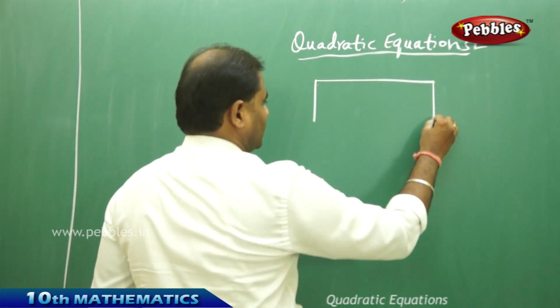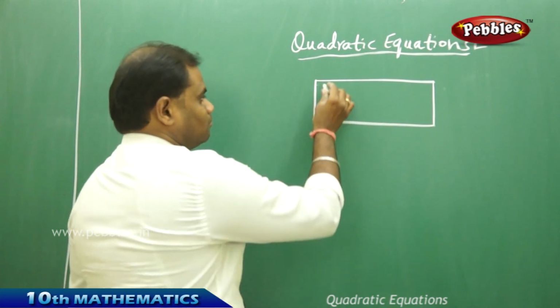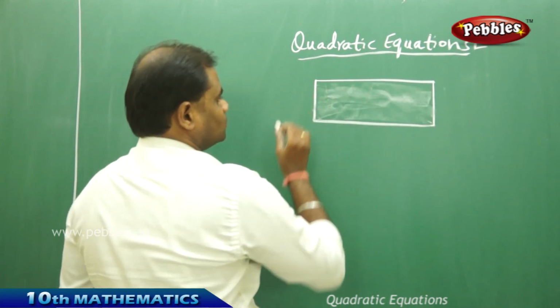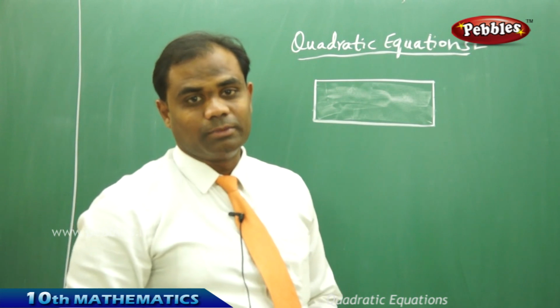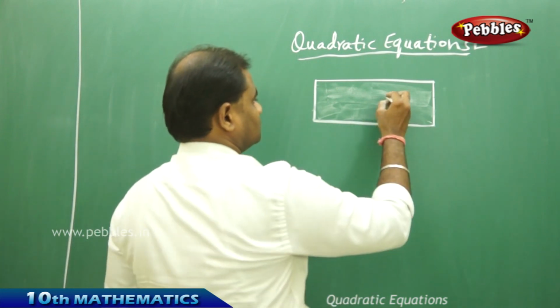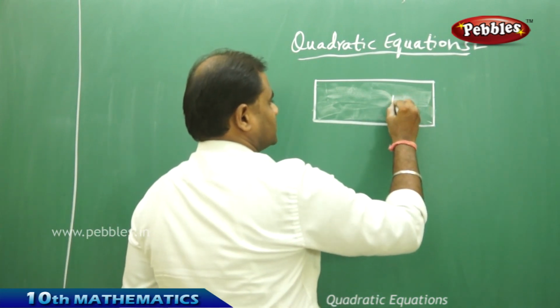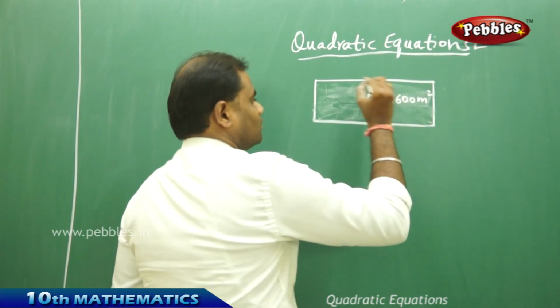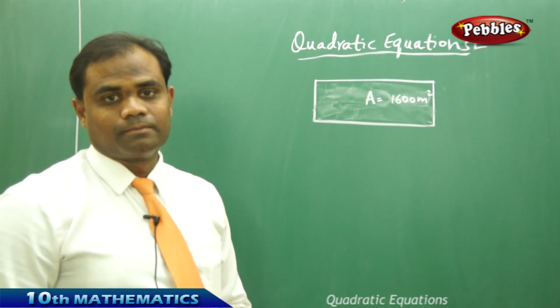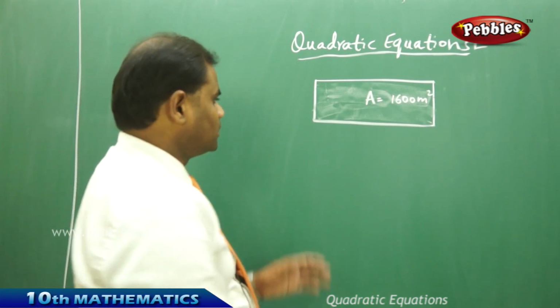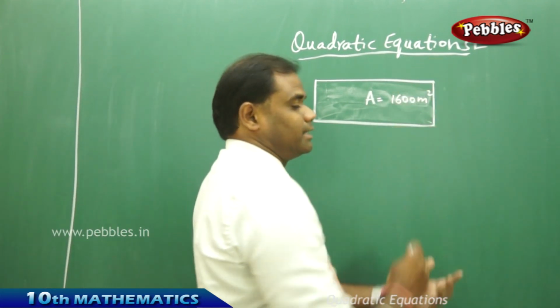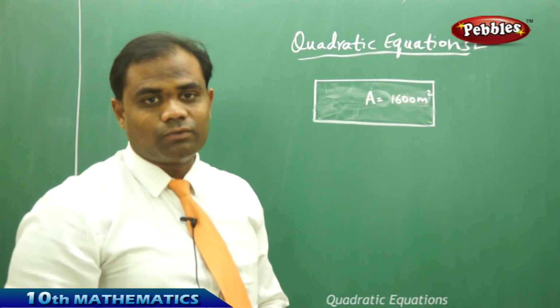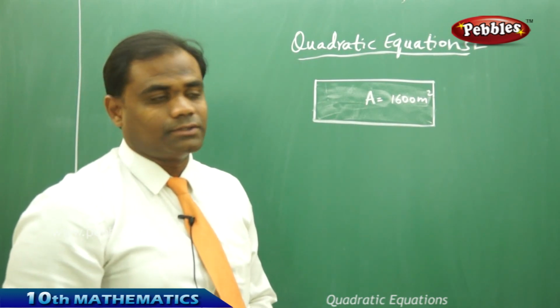So for example, I have a rectangular plot whose area is 800 kilometers square, or I say it is 1600 meters square is the area of this rectangular plot. Then I know the length, but I have to adjust the width. Then let's see how we can do that using quadratic equations.